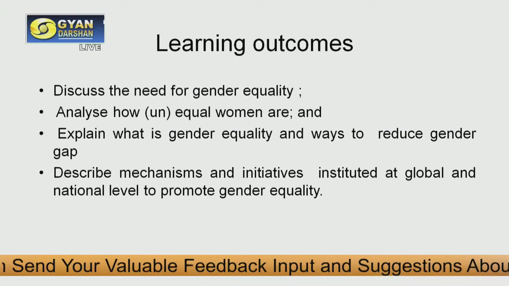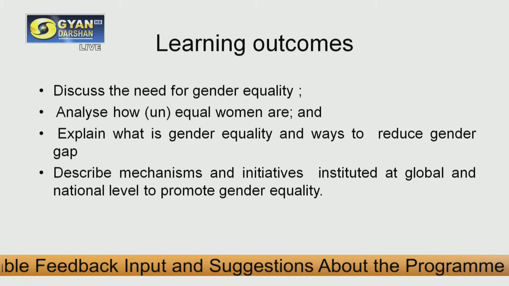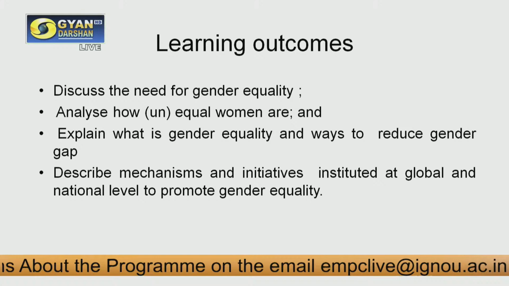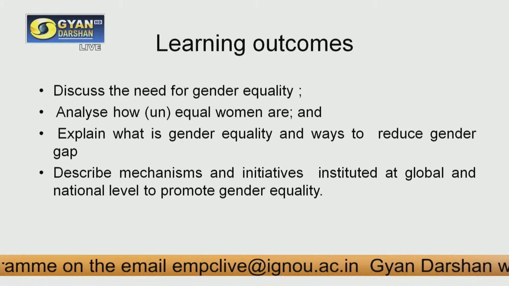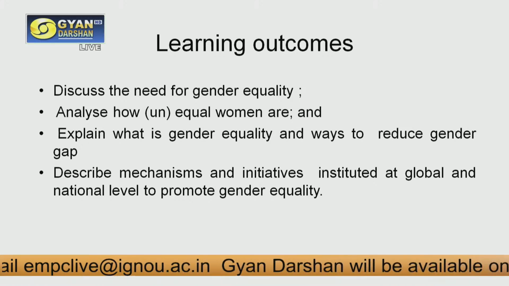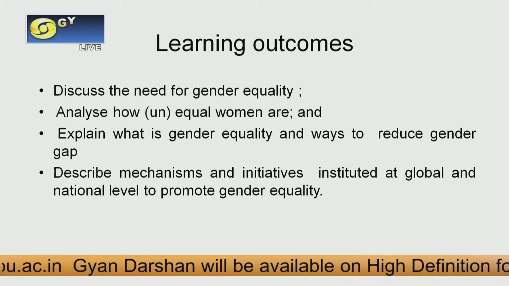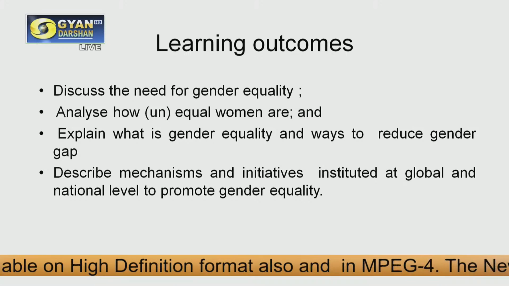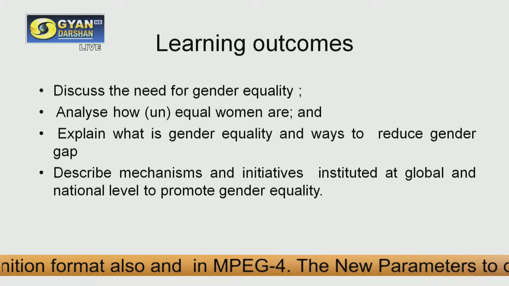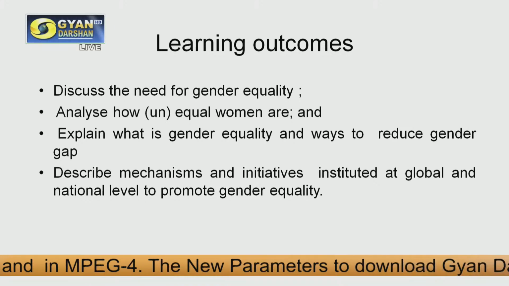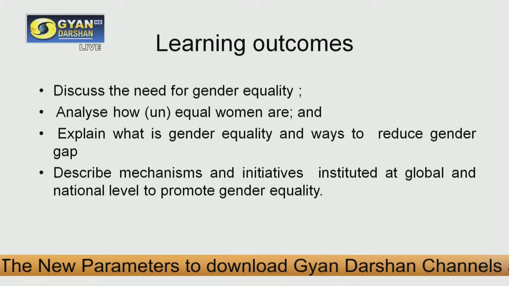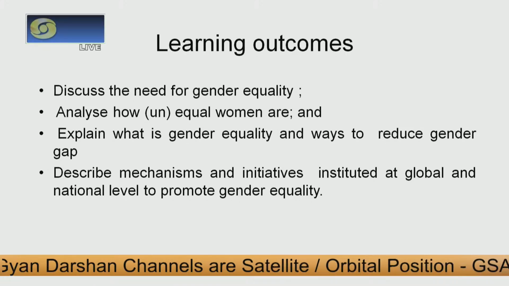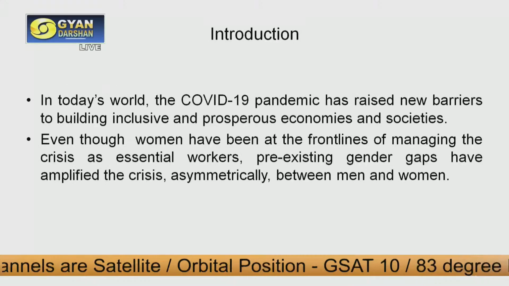After listening to this session, you must be wondering what the learning outcome is. The learning outcome is to discuss the need for gender equality and analyze how unequal women are. We have not yet reached gender equality. Why does inequality exist in society? Through the data, we come to know how unequal women are. You will explain what gender equality is and the ways to reduce the gender gap. Finally, you will describe the mechanisms and initiatives instituted at global and national level to promote gender equality.